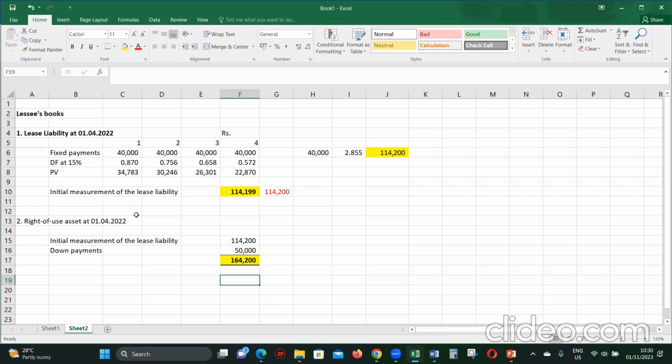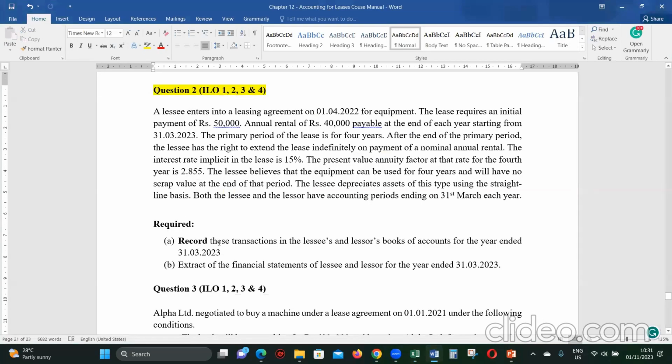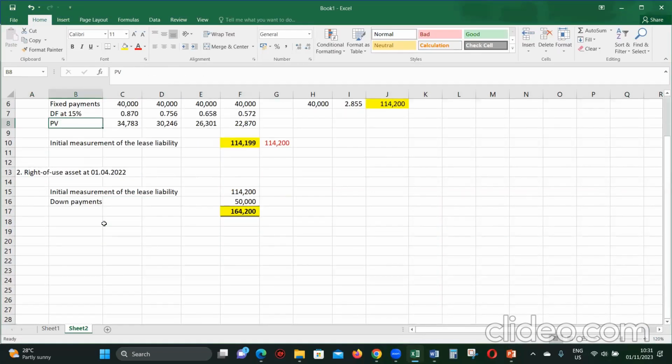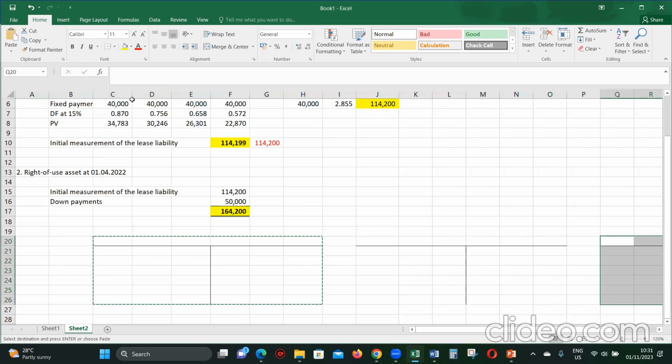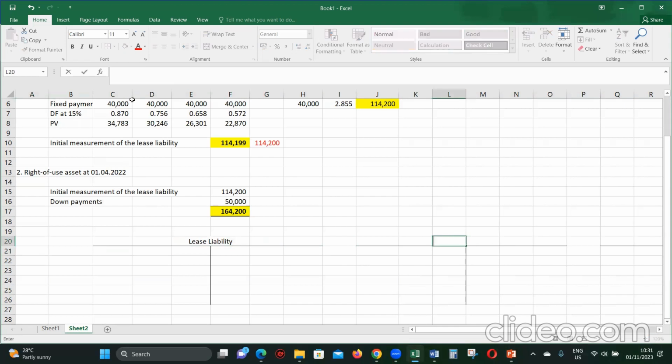Now, these are the initial lease liability and right of use asset. Now in the question, we had to record this transaction in the books of lessee and lessor. Still, we are doing the lessee side. Shall we record this transaction in ledger accounts? Now I'll quickly draw a simple T account. I will take three ledger accounts. The first one is the ledger account for lease liability, of course. And then another one for the right of use asset.